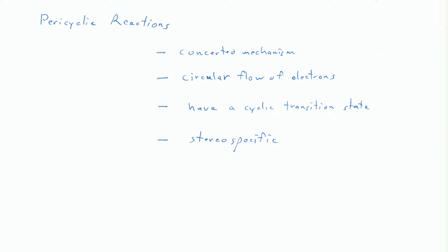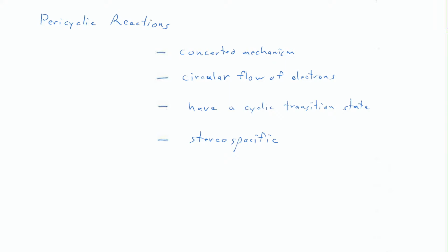The starting reactant may or may not be cyclic, and the product may or may not be cyclic, but there is a ring formed in the transition state, and that's going to incorporate both fully formed bonds and partly formed bonds. Now, the concerted mechanism and the cyclic transition state together guarantee that these reactions are going to be stereospecific. And remember, stereospecific simply means that the stereochemistry of the product is determined by and predictable based on the stereochemistry of the starting material.